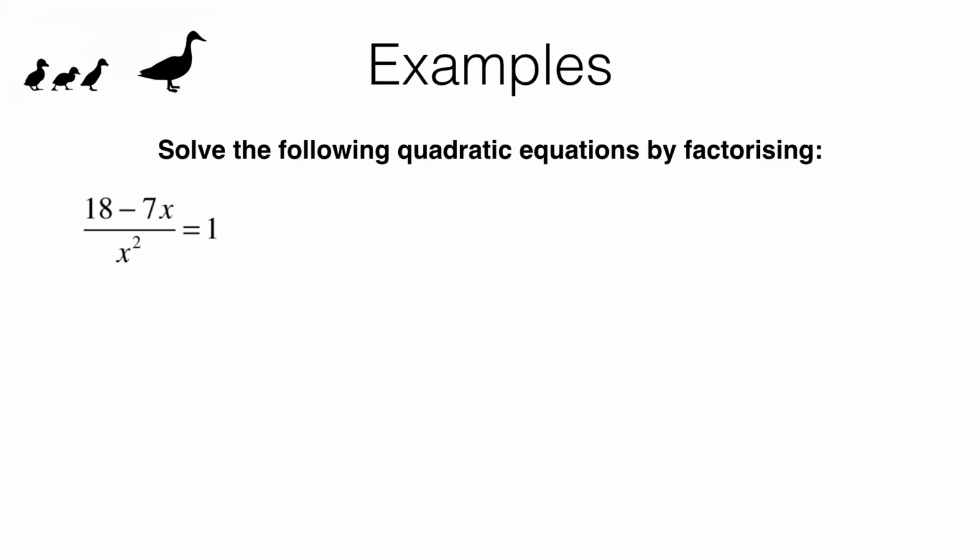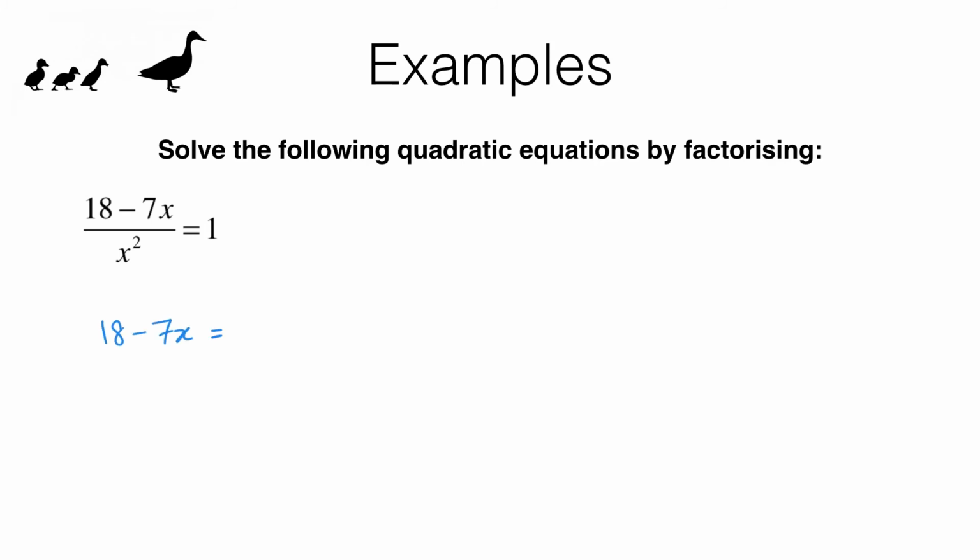Pause the video and have a go at this example for yourself. Here's how I would do this. I would multiply the left hand side and the right hand side of the equation by x squared, by this denominator. On the left hand side, I will then have 18 minus 7x over x squared multiplied by x squared, which would just give me 18 minus 7x.